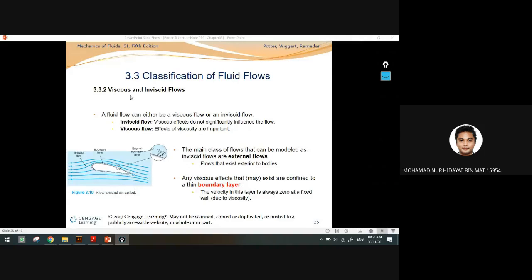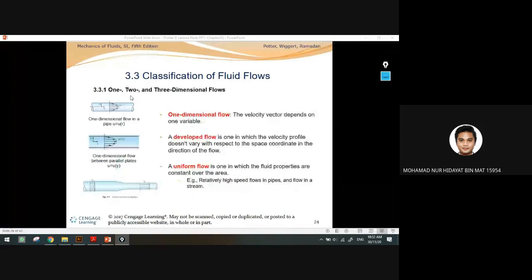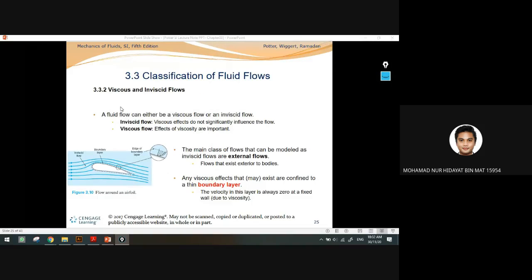Next, after we have learned previously about 1D, developed flow, and uniform flow, we go to viscous and inviscid flow. In Bahasa Melayu, it is kelikatan, okay? Viscosity is kelikatan, viscous. In other words, viscous is the restriction of flow. It is something that restricts the flow. When you go into the water and try to swim, it's difficult to swim, because of the viscosity, restriction to flow.